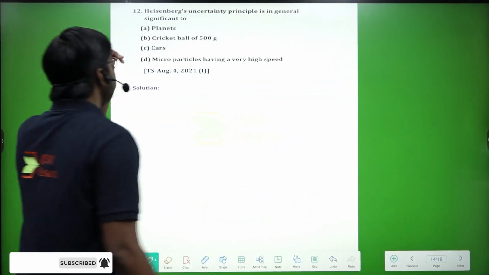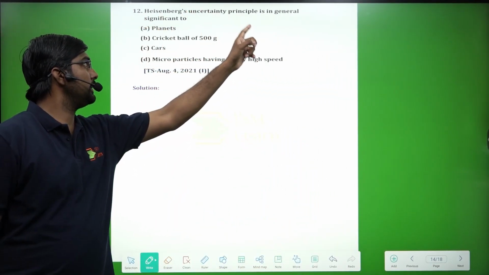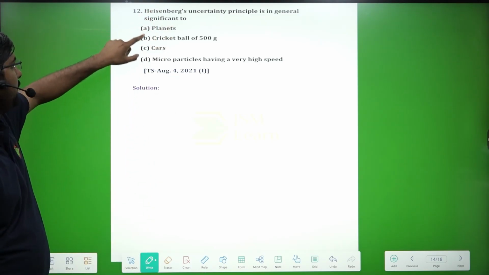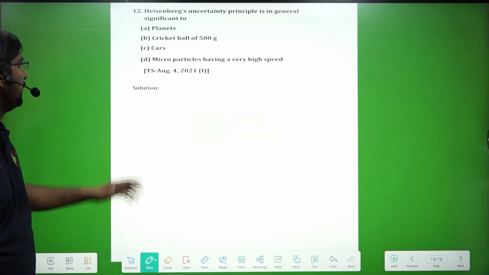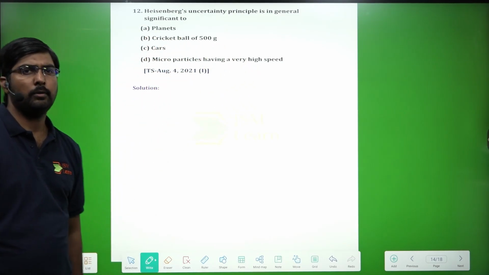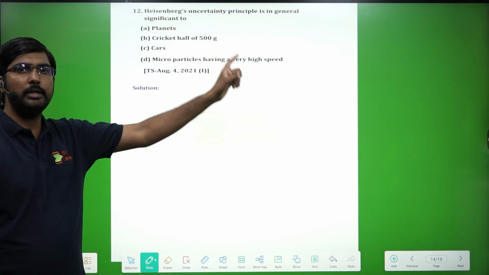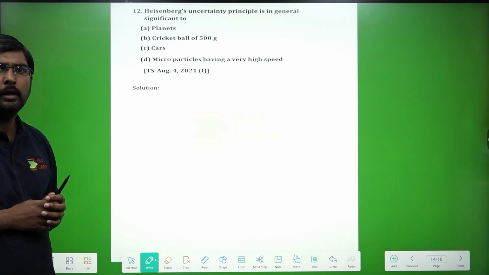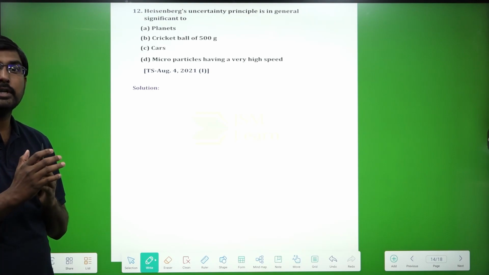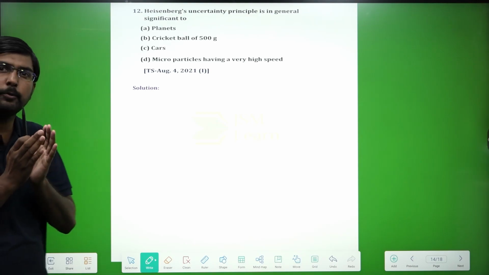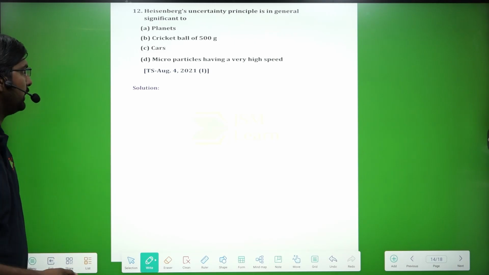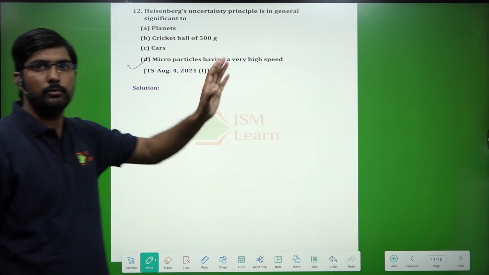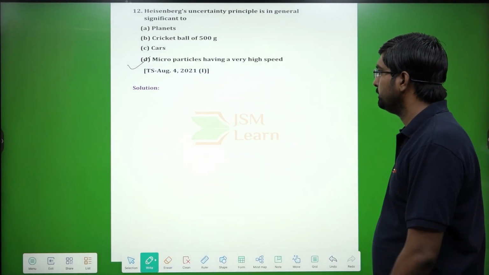Next, Heisenberg's uncertainty principle is in general significant to. Four options are given: planets, a cricket ball of 500 gram, cars, and microparticles having very high speed. The Heisenberg uncertainty principle is not applicable for macro objects, meaning very big objects, and also not applicable for particles which are at rest. It is only applicable for microparticles moving with high speed. So that's why option D is the correct answer. This is a conceptual question, no need to use any formula.